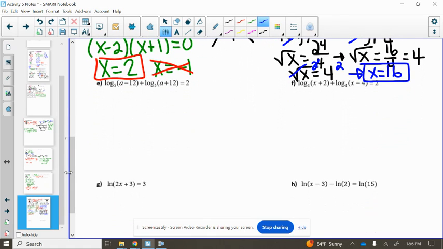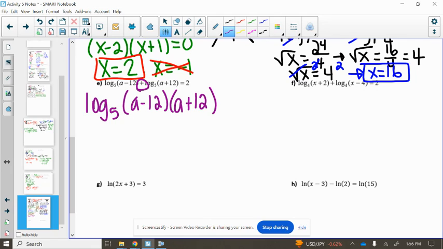All right, our next one, we are again going to need to condense before we can cancel anything out. So we're going to condense on that left-hand side. This time we have log base 5, and then we have a minus 12. This plus sign means that we can multiply that by that other value, which is a plus 12. Now on this one, we'd only have a log on the left-hand side, right? There isn't one on the right-hand side that we are able to cancel it out with.